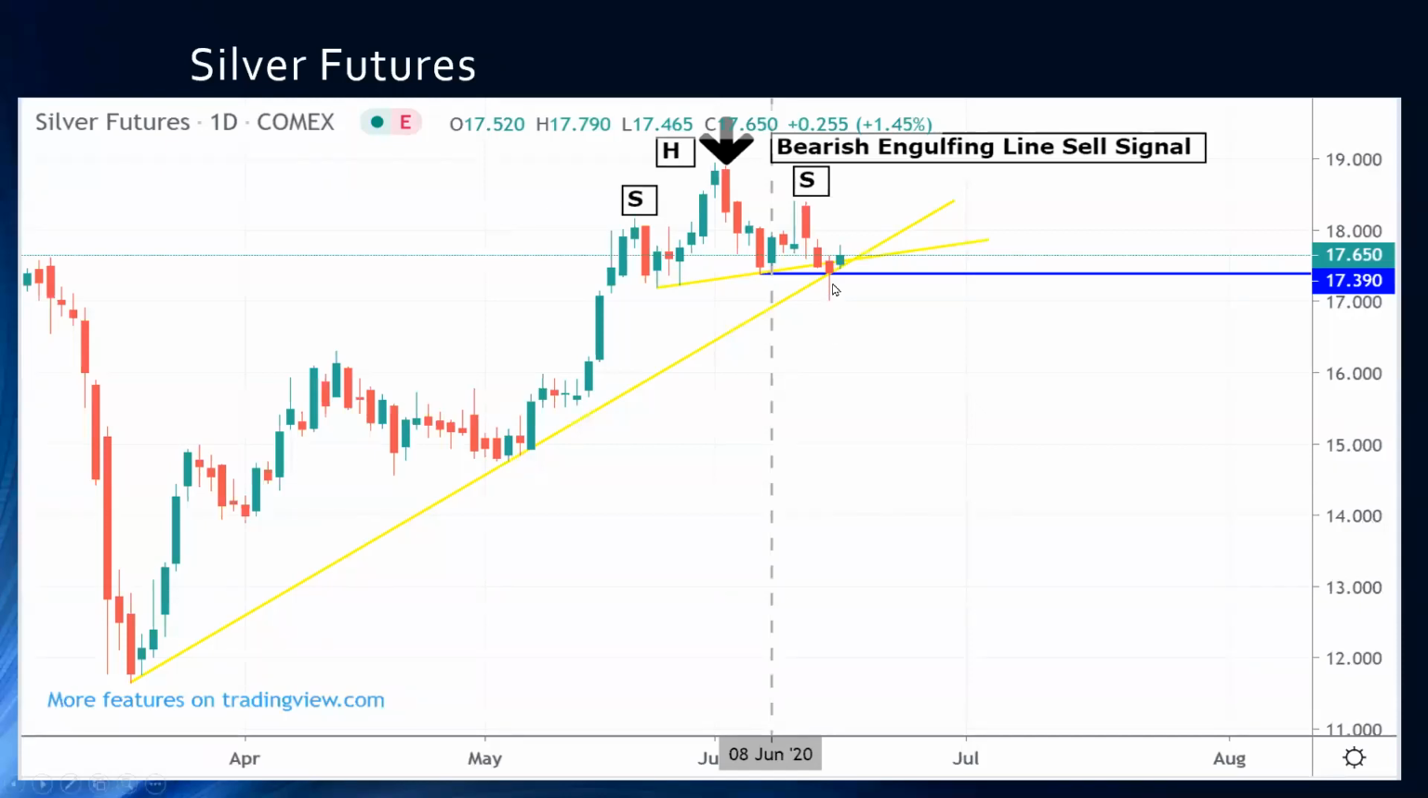Well, now this is today, or actually as of yesterday, because out of rulings, you can't have live futures data. Everything has to be delayed. So this was as of yesterday. So over the past couple days, it took out the neckline here, which is a head and shoulders, which is a sell signal. So you got a shoulder here, a head, and a shoulder here. Then you have a bearish engulfing line sell signal.